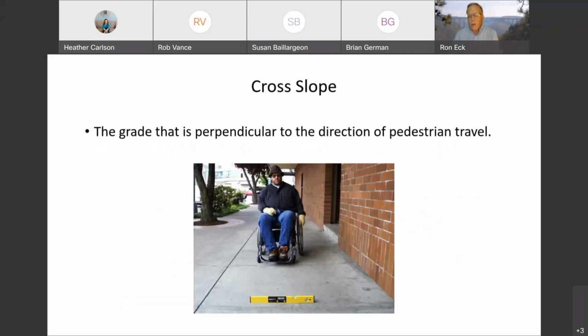Cross slope refers to the grade that's at right angles to the direction of pedestrian travel, and so the level that you see in this photograph would be measuring the cross slope. And cross slope is critical because if the cross slope is steeper than 2%, the wheelchair user will find that the chair pulls to the right or the left depending on the direction of the cross slope. And in order to keep a straight line, it takes a lot more energy on a sloping surface than it does on a level surface. And when I say level in this session, I mean 2% cross slope or less.